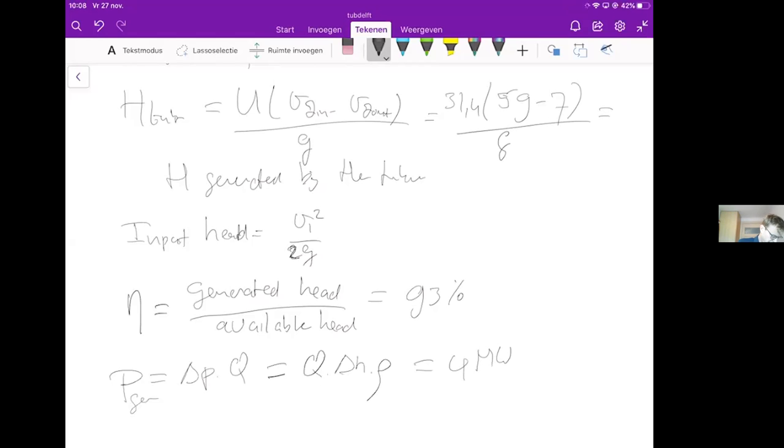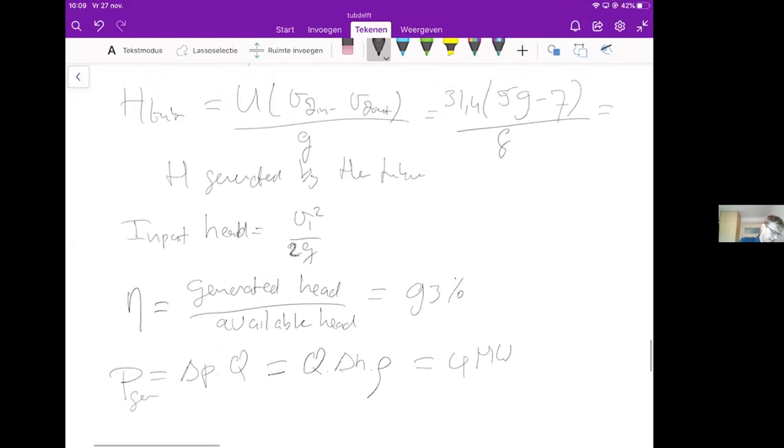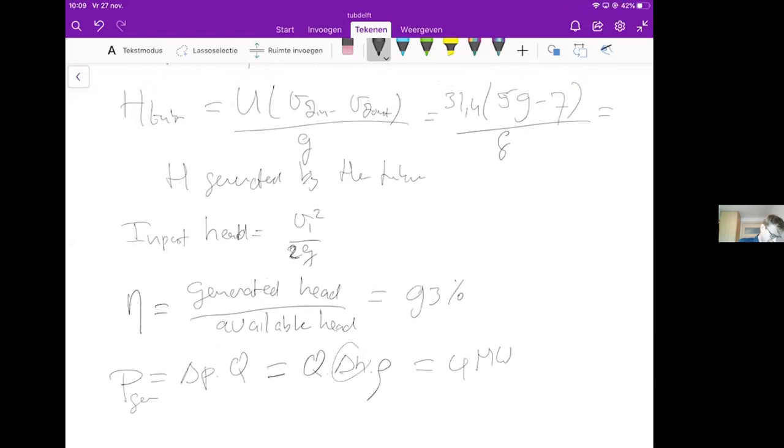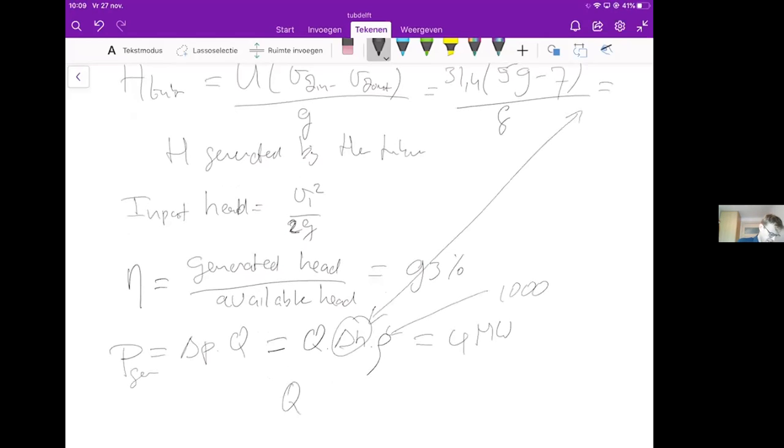So in this case, if you work that out further, we have to calculate the head here and put it in there. We put in the 1000 kilograms per cubic meter, and we know this 4 megawatt. If we put it all together, we get that the Q is, well, whatever units you use, I just copied it from a worked out example, you see this also on the slides, 9.4 cubic meters per second. So with the 4 megawatt, the delta H from the turbine, and the rho, you can work it out.